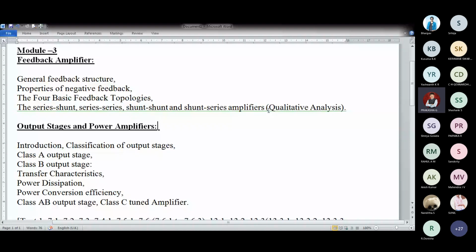And the next part is power amplifiers, which I am going to discuss at a later stage. Let us concentrate only on feedback amplifiers as of now. After the IA, we will be discussing the power amplifiers.